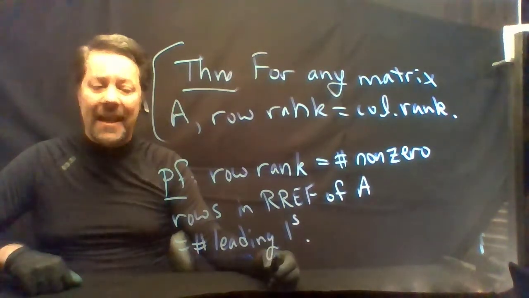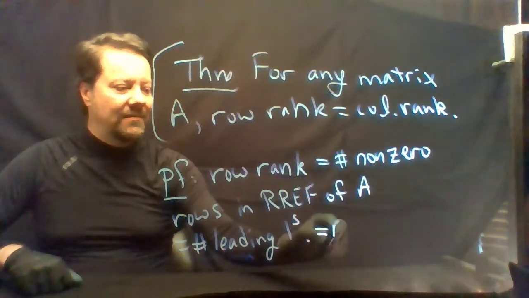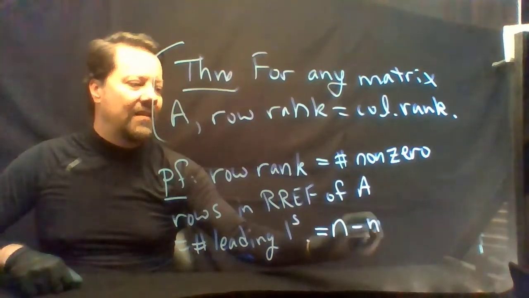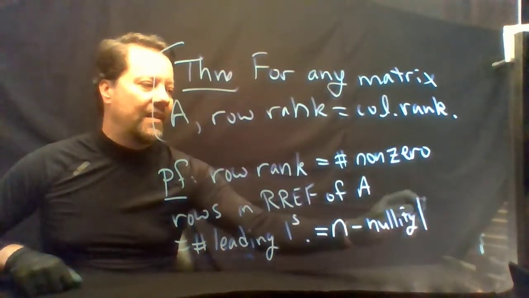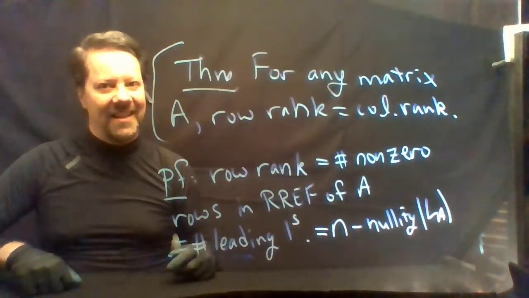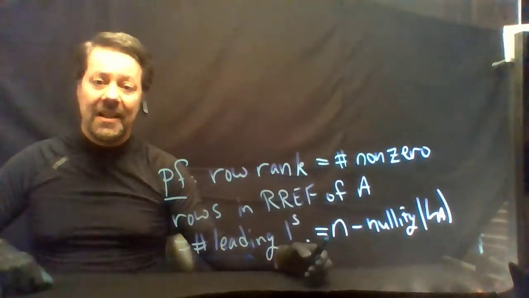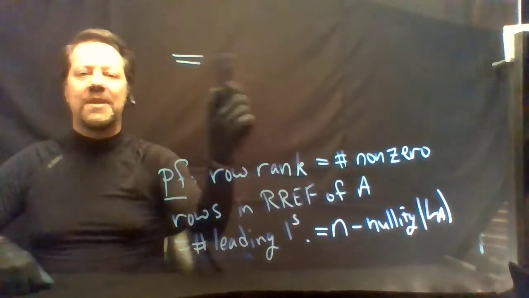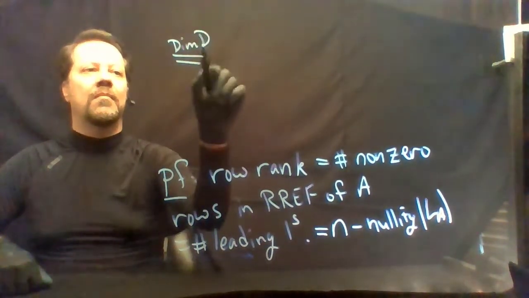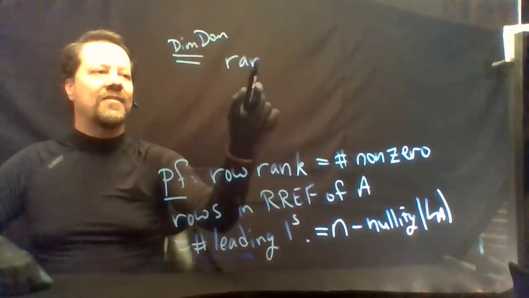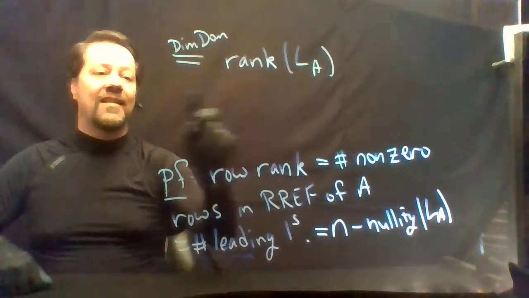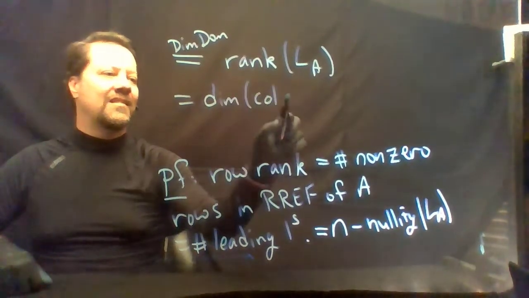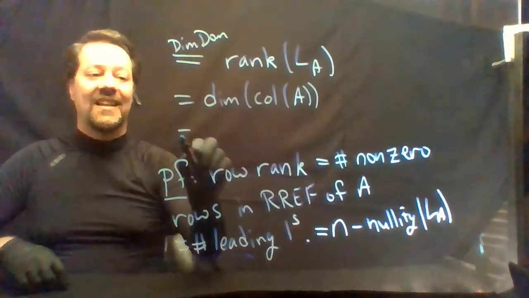But how many leading ones do you have? Well, as many columns as you have, less the size of the null space, the nullity of the linear transformation using matrix A. The nullity is the number of free parameters that you have in constructing your solutions. By the Dim-Dom Theorem, that's equal to the rank. And the rank is equal to the dimension of the column space of A. And that's the column rank.